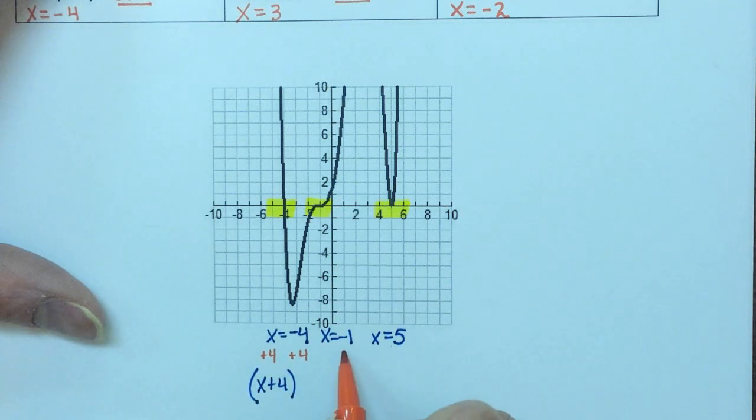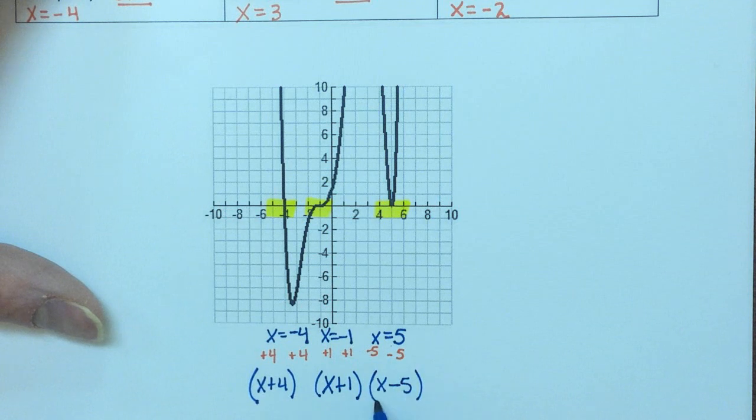Same thing happens here. I would add 1 to both sides of that equal sign. So my other factor would be x plus 1. And then here I would subtract 5 from each side, and I get x minus 5.